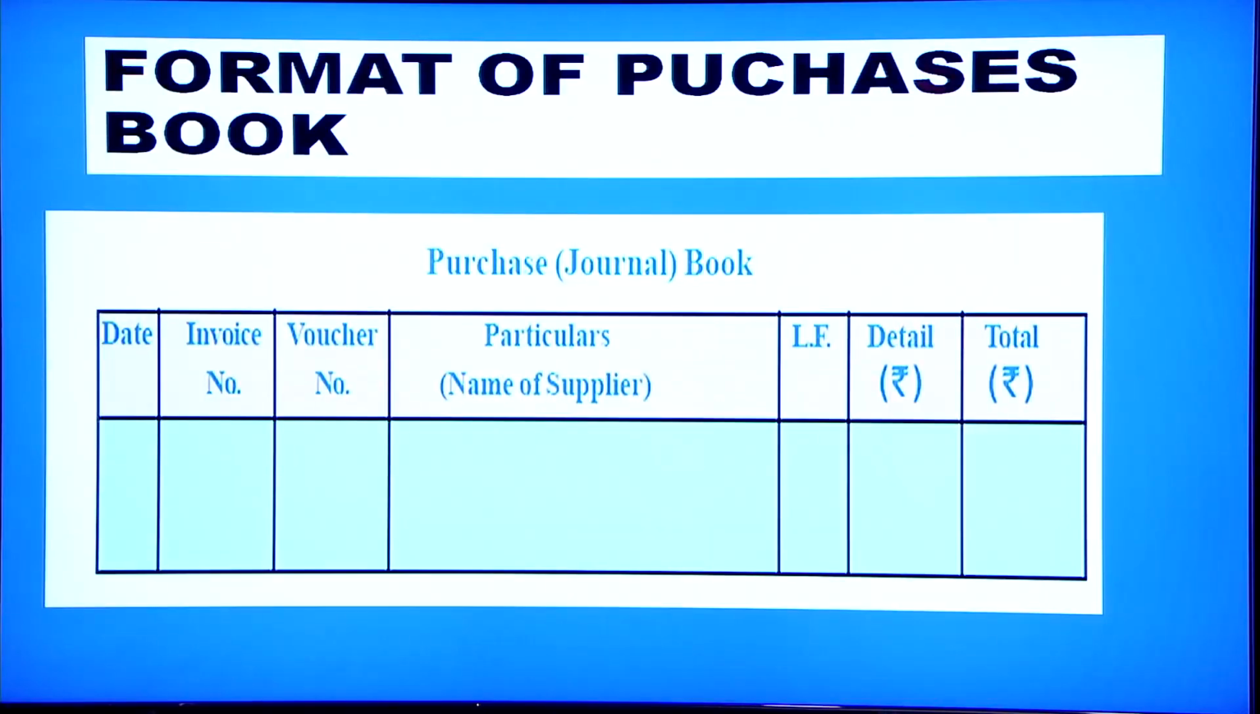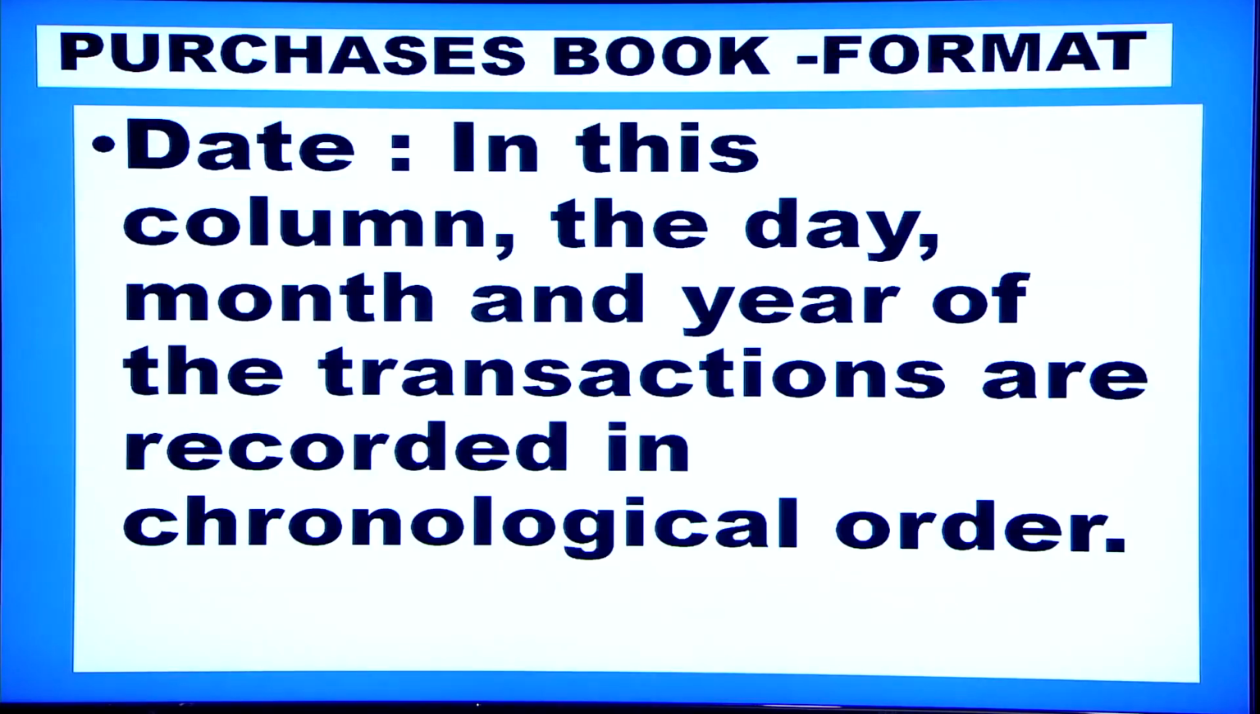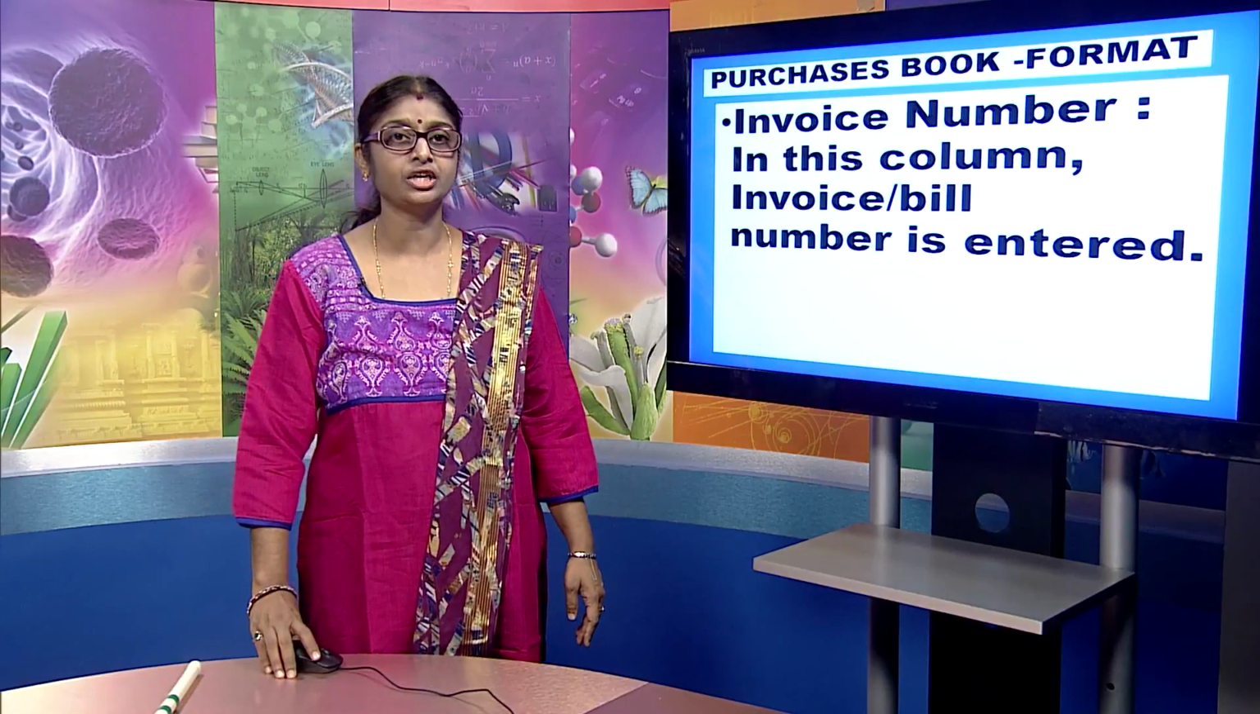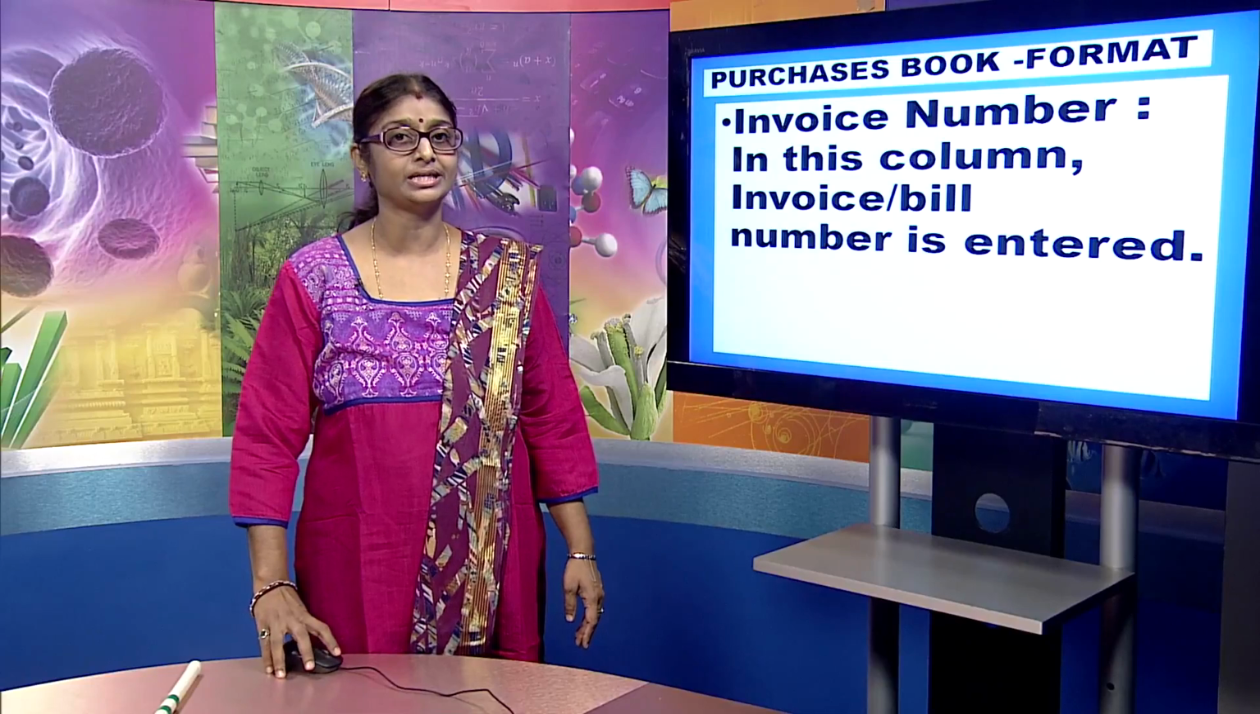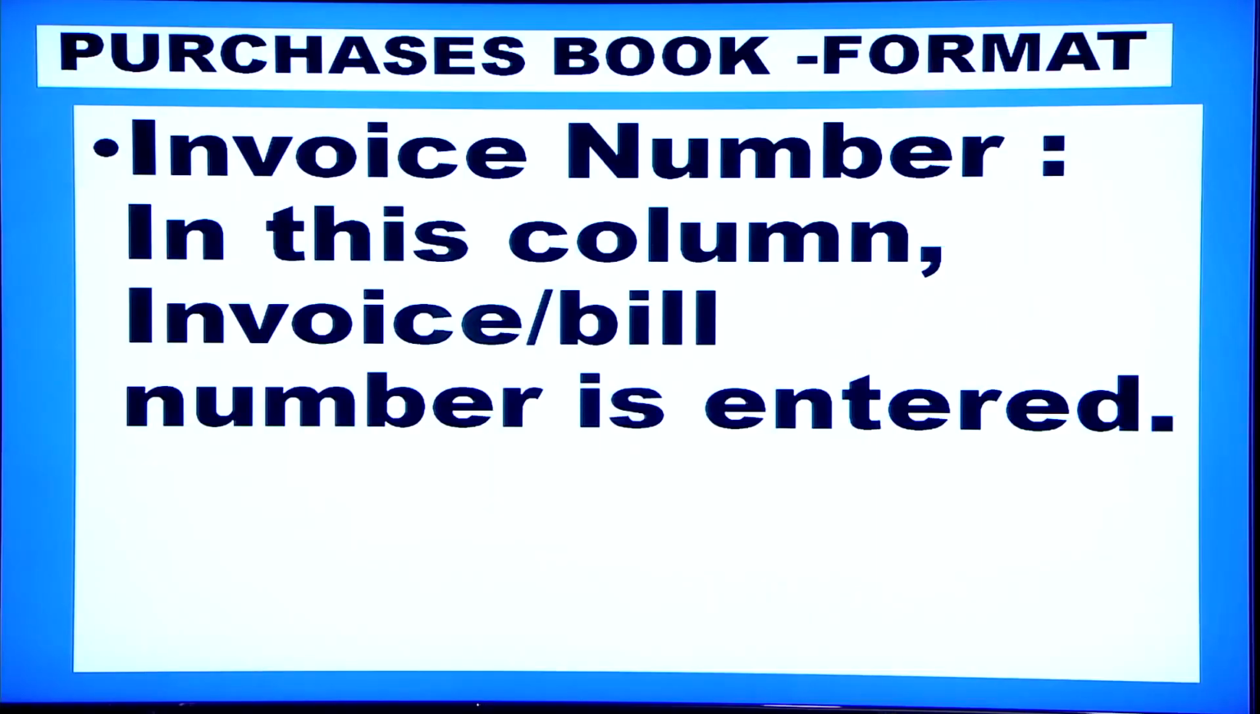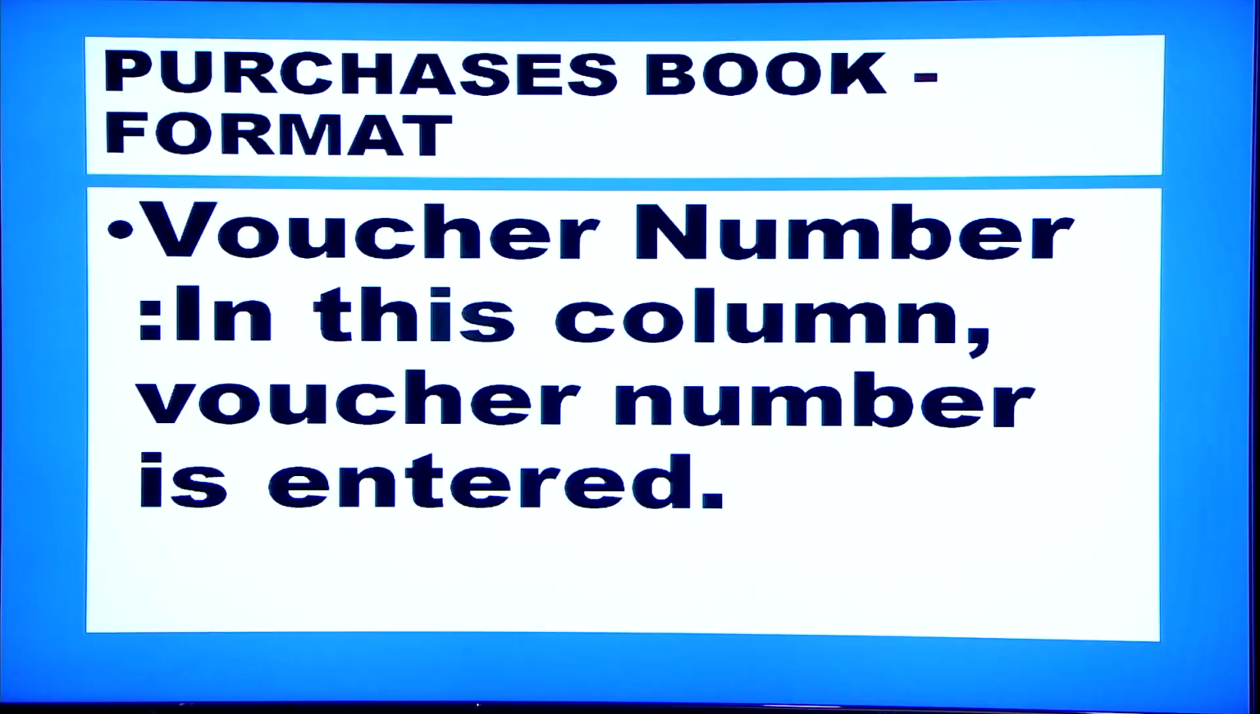Now we have the format of purchases book. Here date column is mentioned. In that we will write the day, month and year of the transactions in chronological order. In the invoice column we will write the invoice number of the bill. In the voucher number column we will write the voucher number.